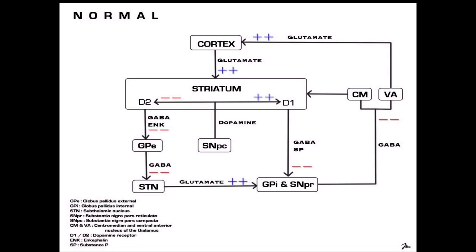All right, so how I remember this is anything that comes from the cortex or goes to the cortex uses glutamate, which is an excitatory neurotransmitter.